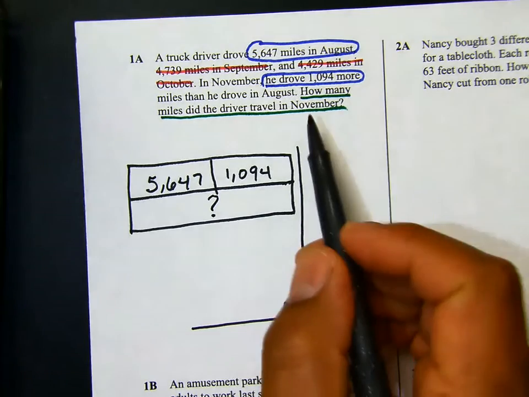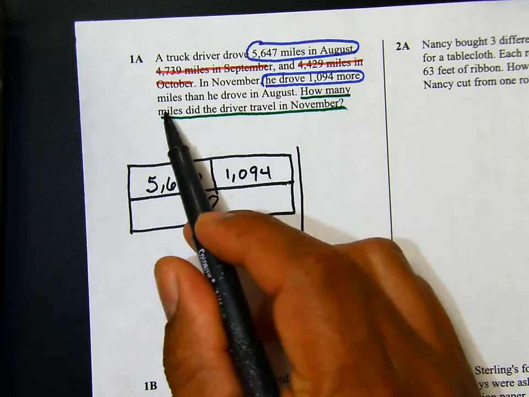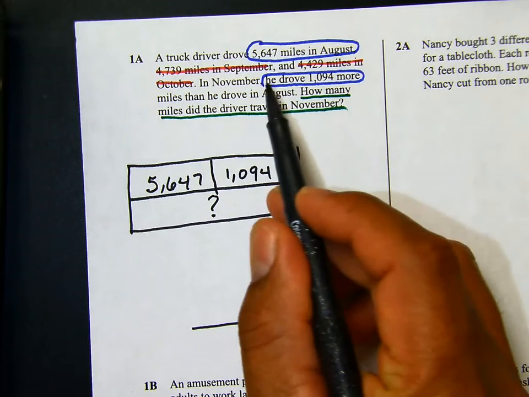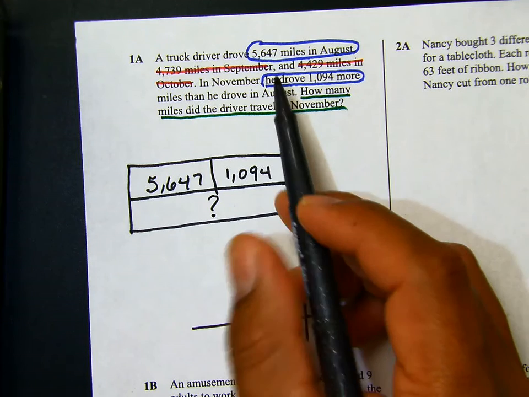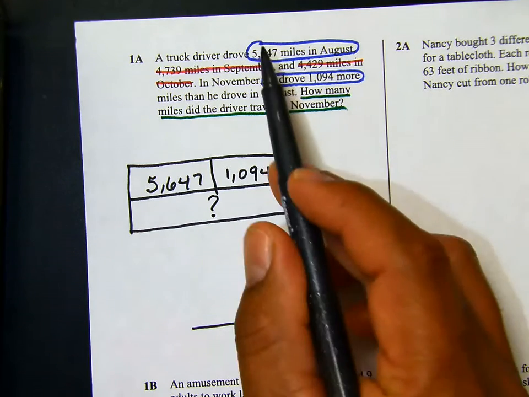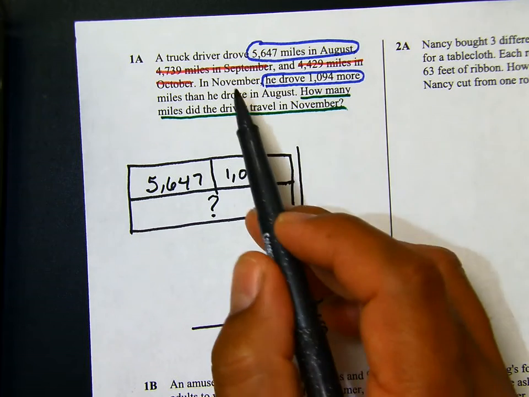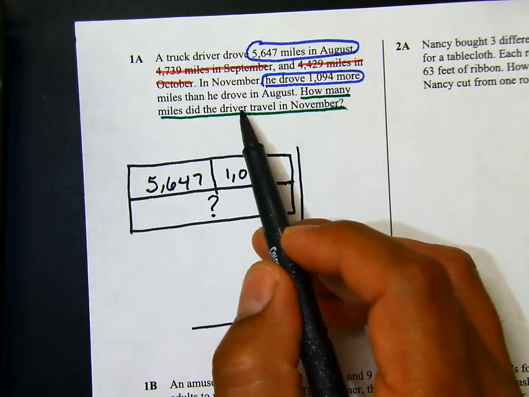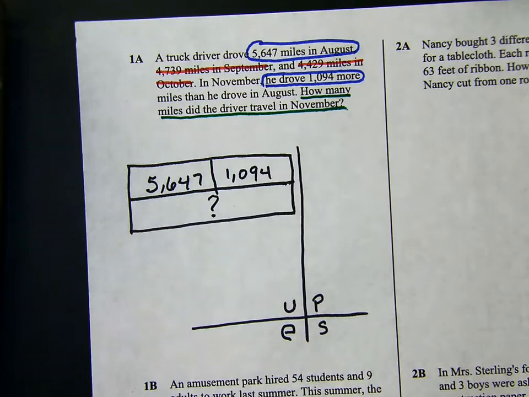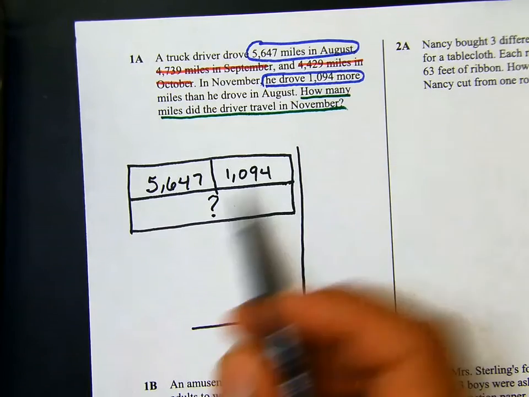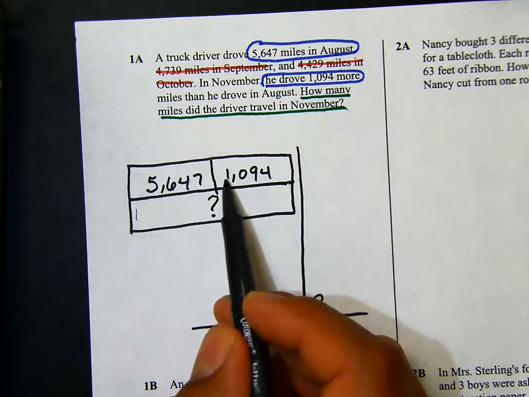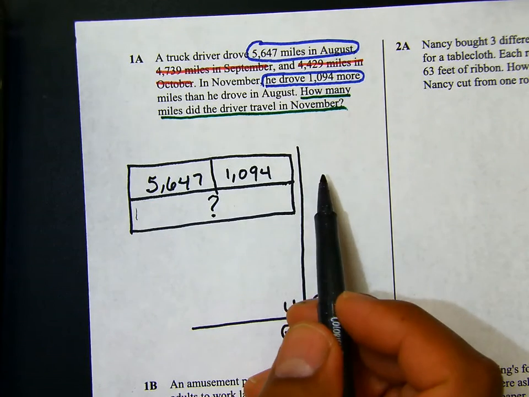So first, you need to underline the question. Then we circle information that we need to answer this question. So this is the information we need to answer that question. And last, we get rid of any information that we don't need to answer that question. Once we understand what it is that we need to do, then we would create our strip diagram. We knew we had to add, so we created our strip diagram.